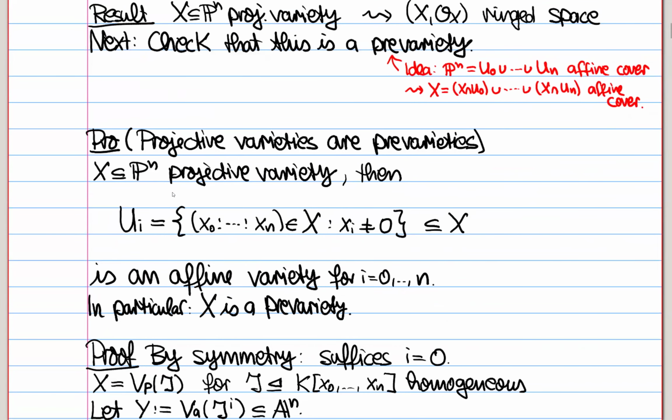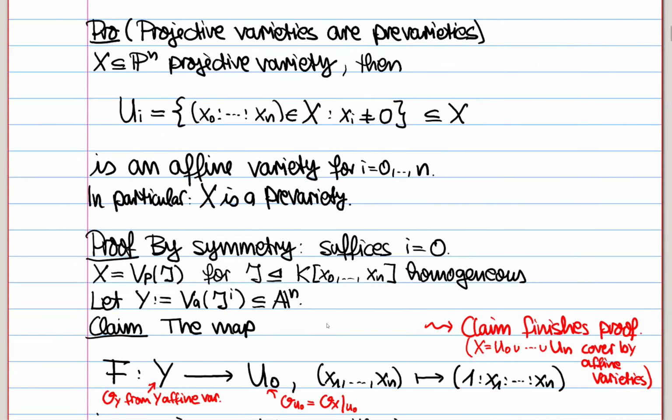So if X inside P^n is a projective variety, then define U_i. Let's not define it for all of P^n. Actually, we can just define it as the points inside X such that x_i is not equal to 0. These are clearly open subsets of X. And the claim is that these, together with the restrictions of the sheaf we just defined, are affine varieties for i equals 0 to n. In particular, we have covered X by these affine varieties, so X is a pre-variety.